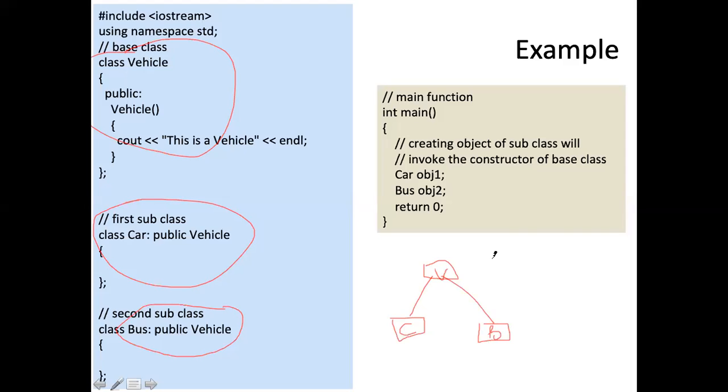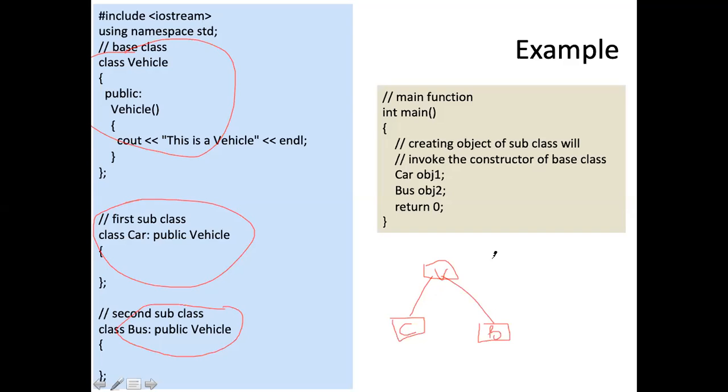कार ऑब्जेक्ट 1 है और बस ऑब्जेक्ट 2 आपने डिफाइन किया है. So these two objects have been declared in your main program. Obviously the base class constructor will be executed first, and then the object class, जिस class से वो object belong करता है उसका constructor call होगा. So in both cases this would happen.